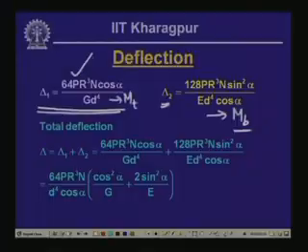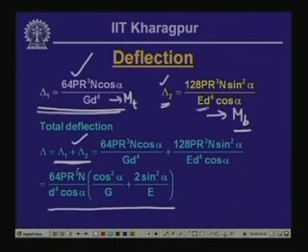And as we can see, delta 1, the deflection because of the twisting moment, is this expression, which is 64 p r cube n cos alpha by G d to the power 4, and delta 2 is the deflection because of the bending moment, which is 128 p r cube n sin square alpha by E d to the power 4 times cos alpha. So, the total deflection will be the sum of these two, delta 1 plus delta 2, and if we combine, you get an expression like this: 64 p r cube n by d to the power 4 cos alpha times cos square alpha by G plus 2 sin square alpha by E.